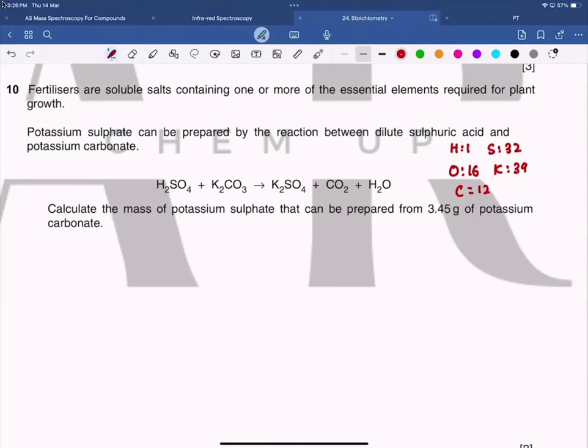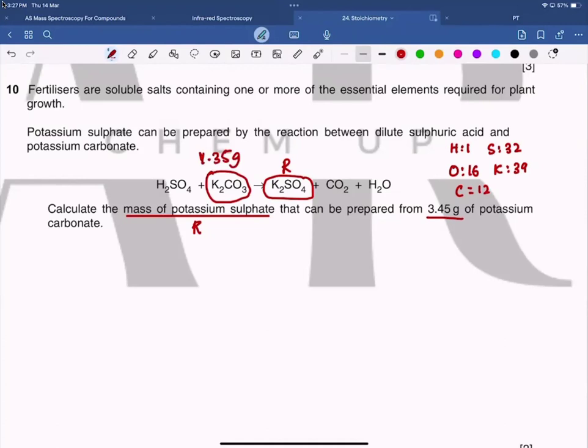Yes, Laiba. Yes, Mustafa and Mujtaba. Sir, it's 4.35. Okay. You have to calculate the mass of potassium sulfate, right? You have to calculate the mass of this one from 3.45 grams of potassium carbonate. They have given you 4.35 grams of this.